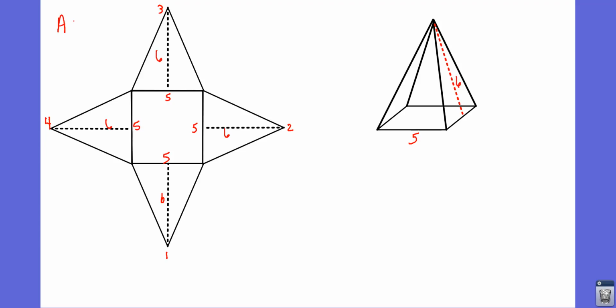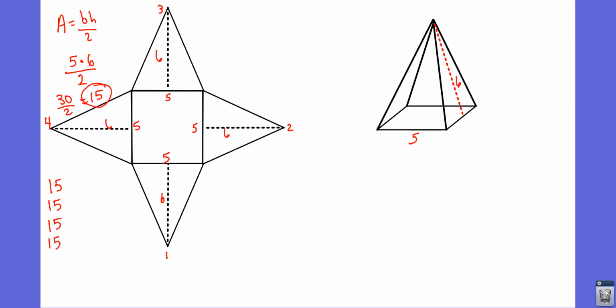You know that the area of a triangle is base times height divided by 2. So all we have to do is 5, which is the base, times the height, which is 6, divided by 2. 30 divided by 2 is 15. How many of those do you have? 4. I'm just going to write it down 4 times. I just want to make sure we have a number for every shape.